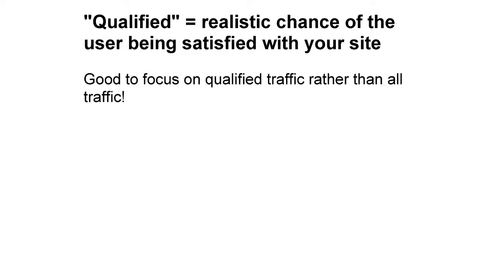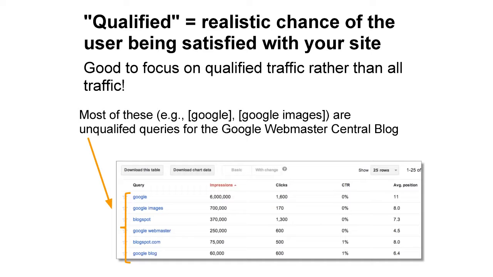One other term that's good to know, although it's not mentioned in this feature, is qualified query, or even qualified traffic. Qualified means that if a user arrives at your site or sees your site in search results, there's a realistic chance that they would like your content and convert. It's more efficient to focus on your site receiving qualified traffic rather than trying to rank for terms where users will be unsatisfied with the result. For example, while the Google Webmaster Central blog has impressions for the standalone query Google, that query won't bring us qualified traffic.